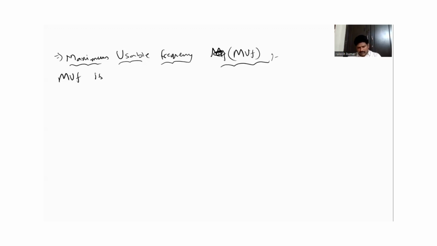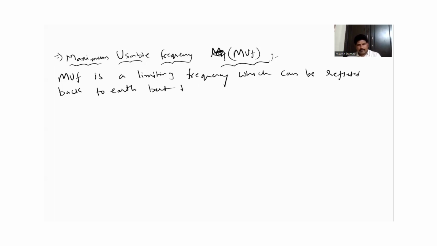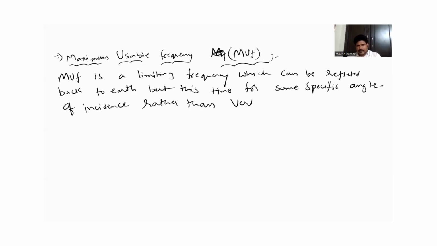Okay, so I can write it as MUF is a limiting frequency which can be reflected back to earth, but this time for some specific angle of incidence, rather than vertical incidence.